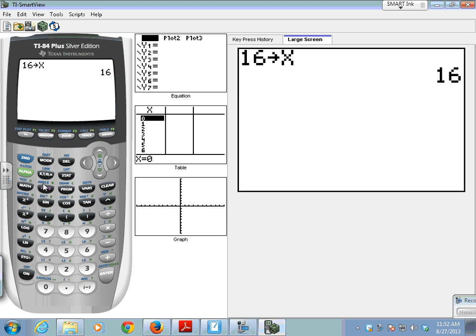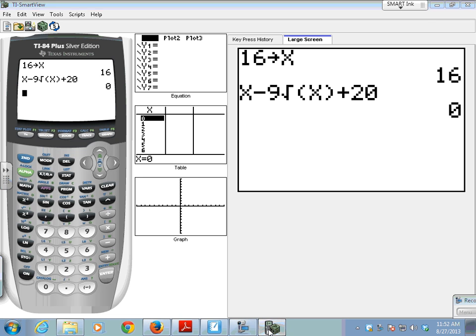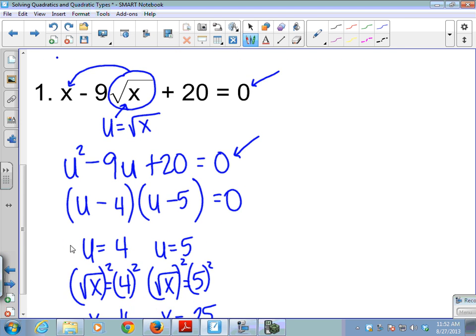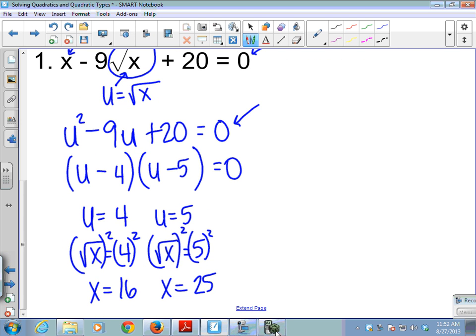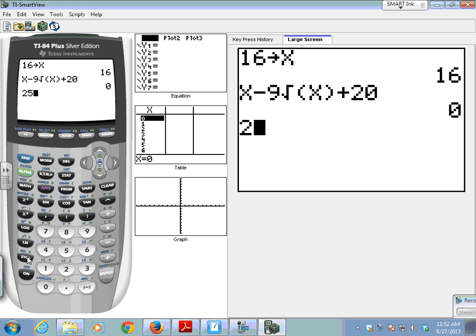So all I have to do to check that is type in the original equation. So x minus 9 square root of x plus 20 should equal 0. Okay, and it does, so that works. Alright, I'm going to try my second solution now, 25. So I'm going to do the exact same thing and take 25 and store it for x. And so now the calculator thinks that x is 25.